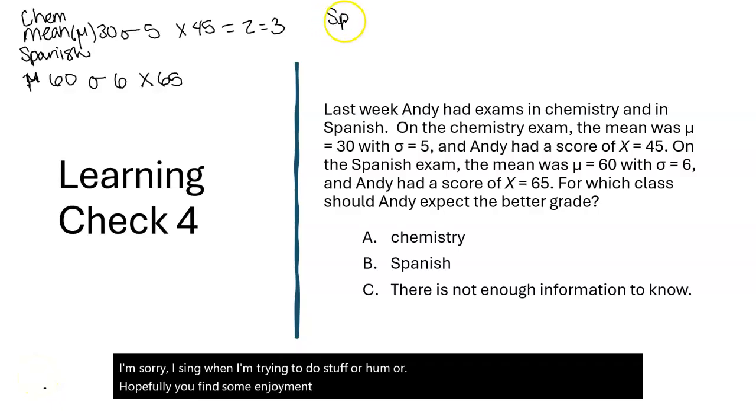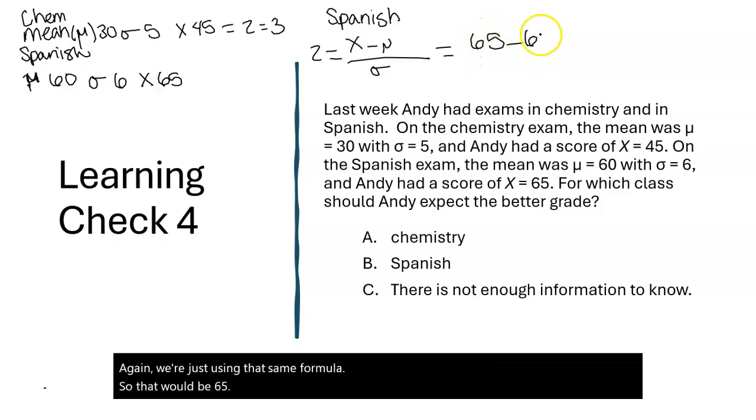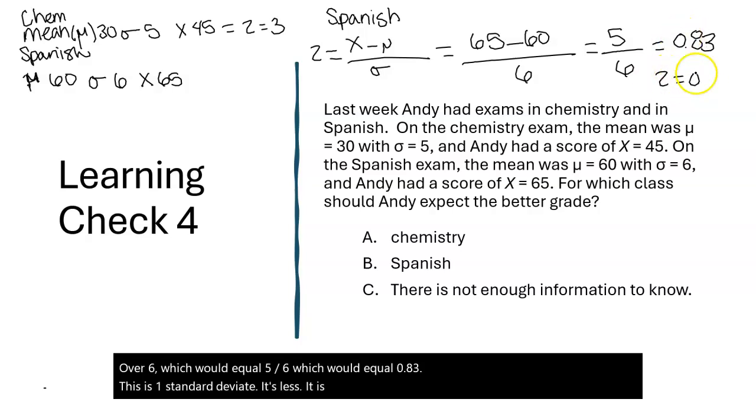Okay, now let's do Spanish. Again, we're just using that same formula. So that would be 65 minus 60 over 6, which would equal 5 over 6, which would equal 0.83. So this is less than 1 standard deviation.